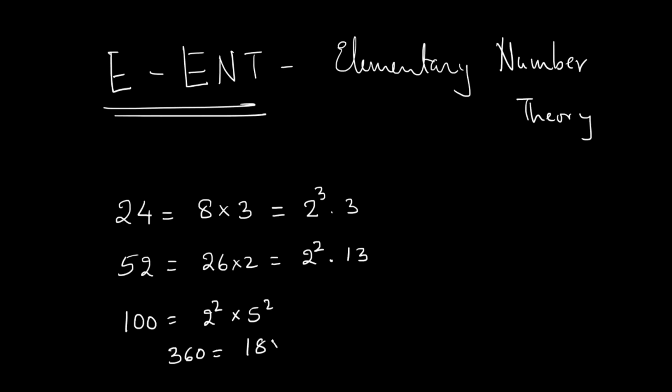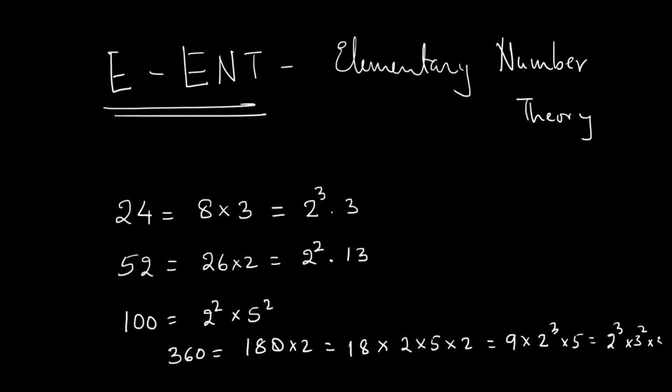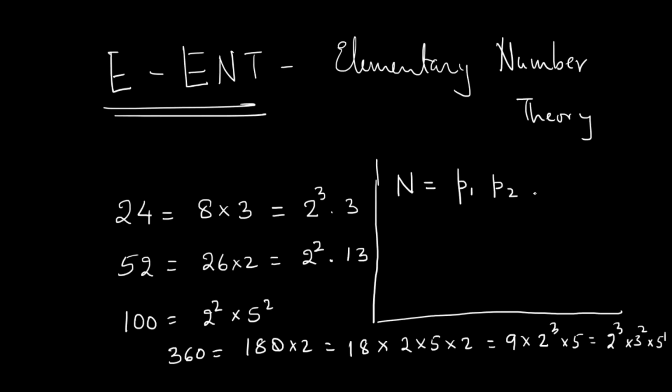This can be written as 180 into 2, and this is 18 into 2 into 5 into 2, and this is equal to 9 into 2 cube into 5, and this can be finally written as 2 cube into 3 square into 5 raised to 1. So let's write this down in a symbolic form. You take any number n, and this can be broken down into a product of primes, which can be in increasing order, and this product has to end somewhere.